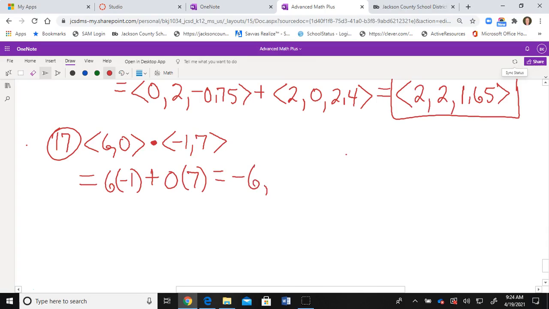-6. It also asks, state whether the vectors are perpendicular. They are perpendicular if your inner product is what? 0. Was my inner product 0? No. So my answer is no. They are not perpendicular.